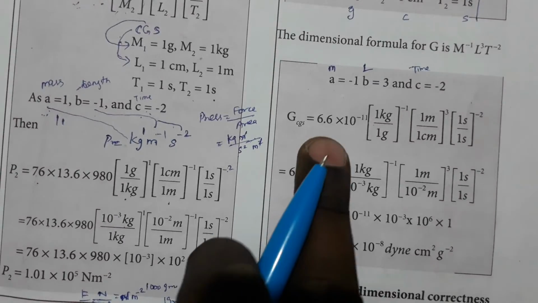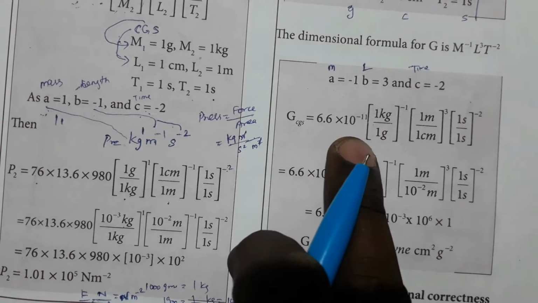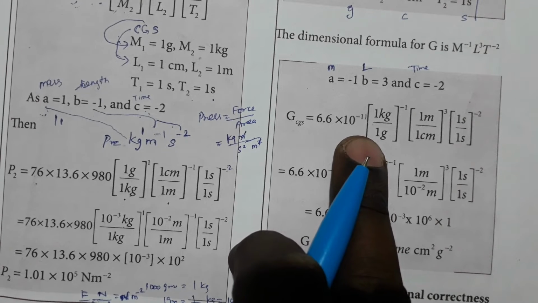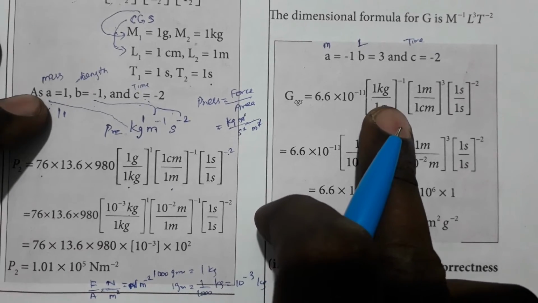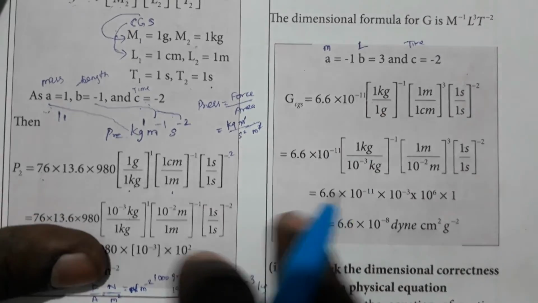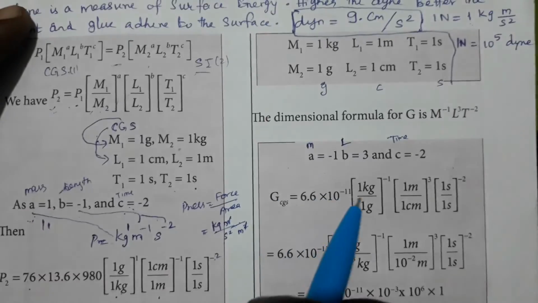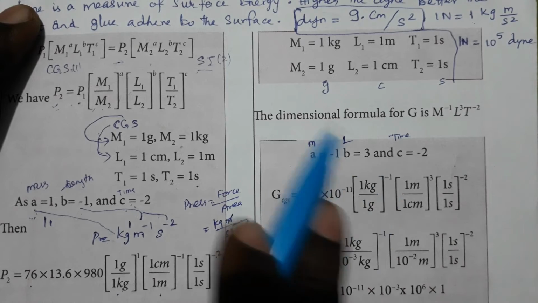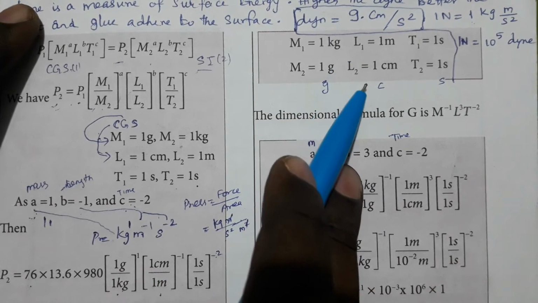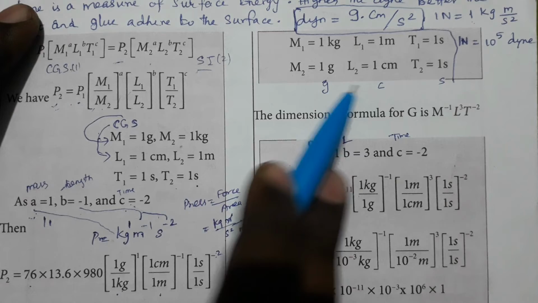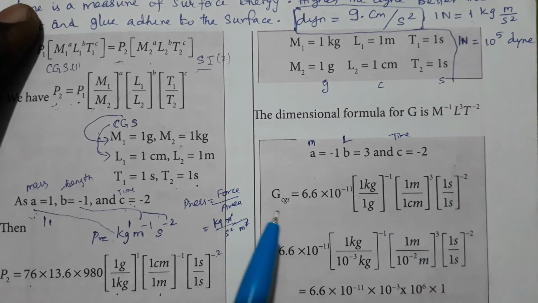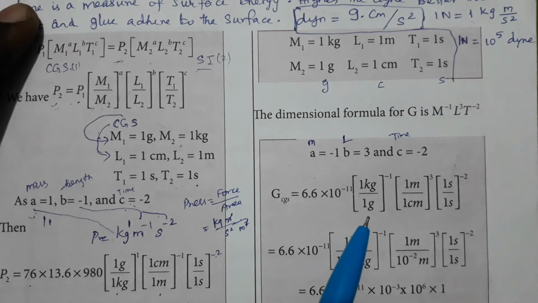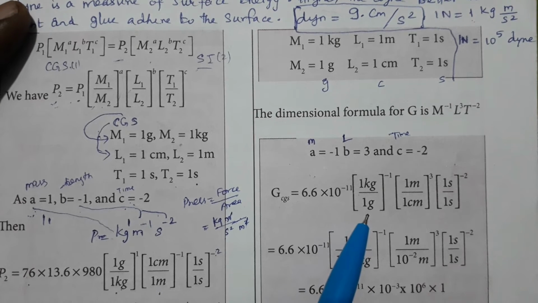What is the GSI unit they have given? The problem gives 6.6 into 10 to the power minus 11. We write it as it is. Now we have to convert that into CGS. M1 is kg, M2 is in gram, so kg by gram. L1 is in meter, L2 is in centimeter, so we read it as meter by centimeter. Seconds are the same.